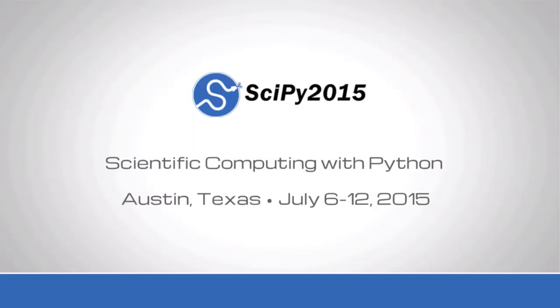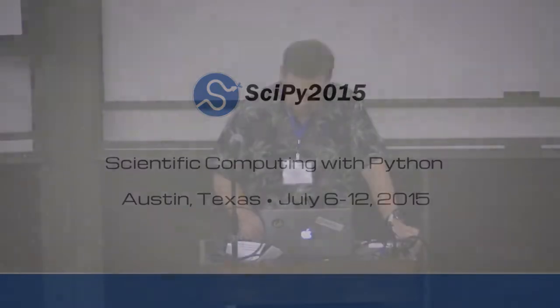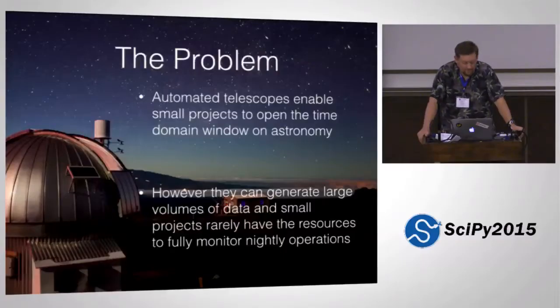Yeah, so today I want to talk about a package that I've been working on for a couple of years called IQMon. I wanted to motivate this a little bit. Prior to my work at Subaru, I worked in small automated telescopes. This is a fantastic tool that's still relatively new to astronomy, and it really enables small projects, with just a handful of people and relatively sparse funding, to do time domain science.